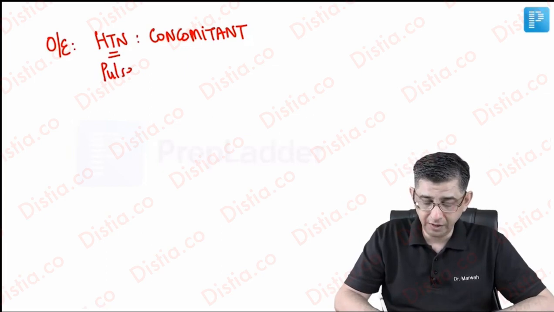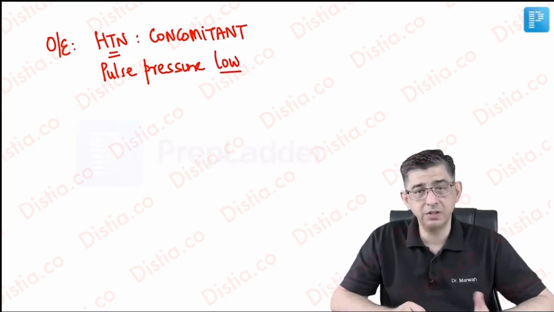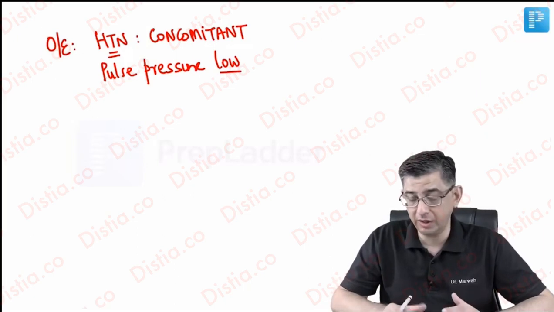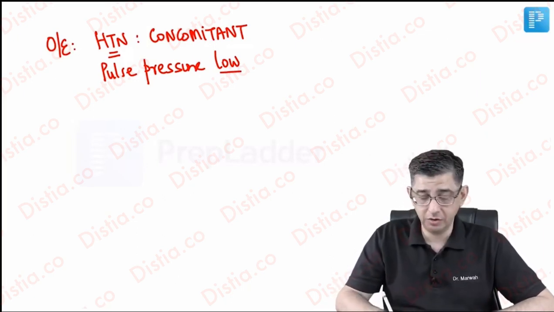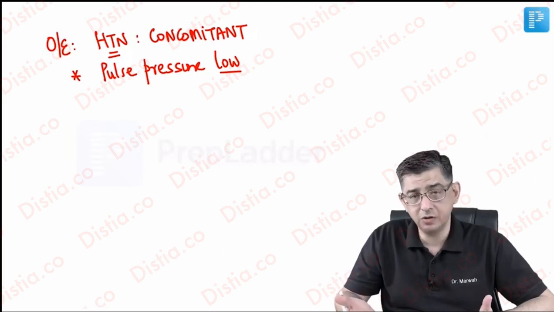The next finding will again explain why I explained all this. If I would just write that the pulse pressure is low in these patients, you will say, sir, on one hand you are saying hypertension, on the other hand you are saying pulse pressure is low. The reason why I've said pulse pressure is low is because in this condition there is a fixed obstruction, so systolic blood pressure will anyway be lesser.